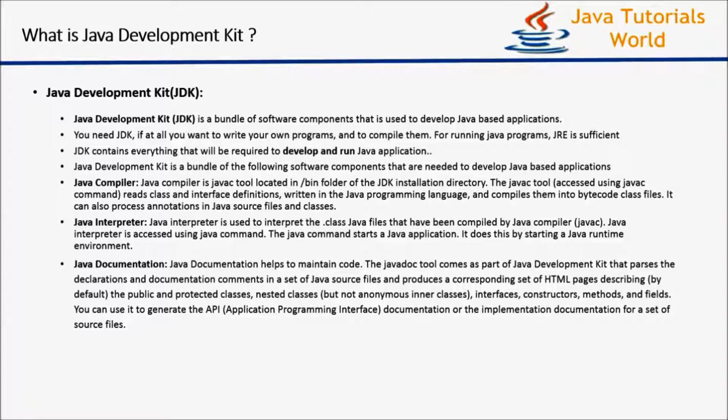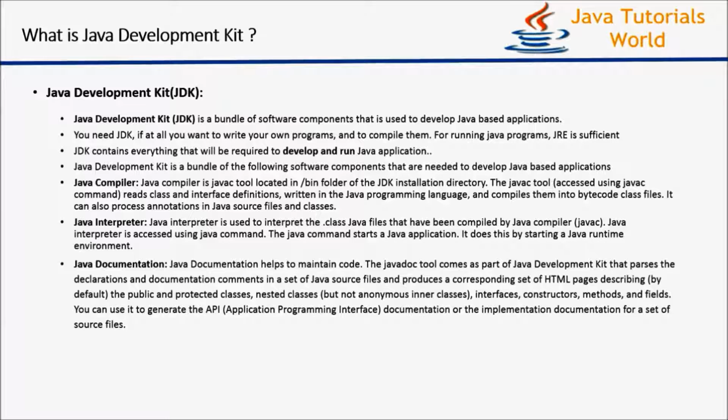Let's see the next tool, called the Java interpreter. This Java interpreter is responsible for converting the .class files generated by the Java compiler into machine understandable language. It can be invoked by using a command called java. This java command starts the application by starting JRE, that is, Java Runtime Environment.